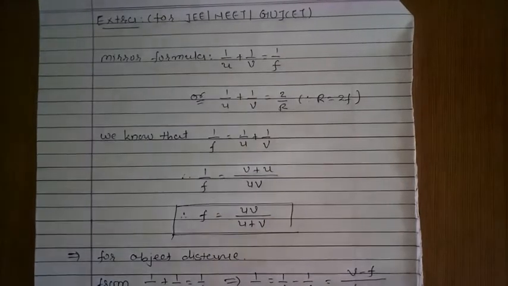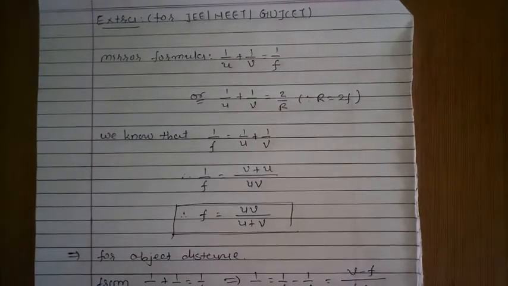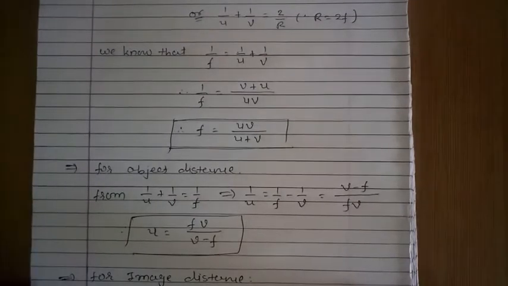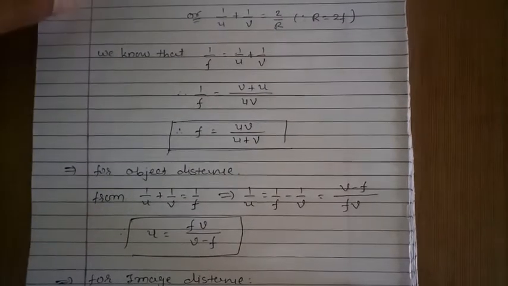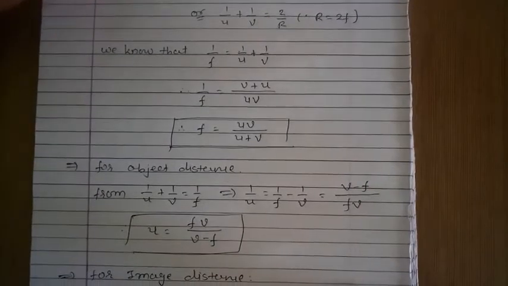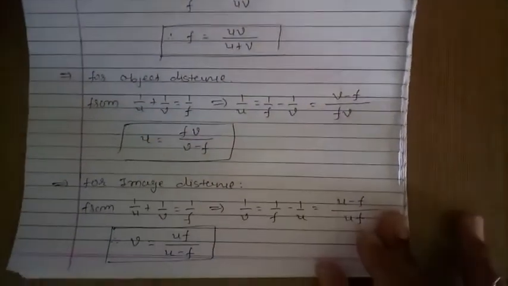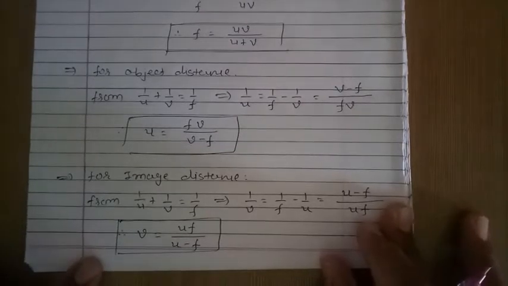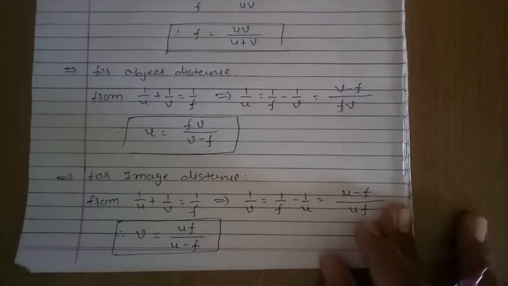Or if you want to find the object distance, you have to remember this formula: u is equal to fv upon v minus f. And if you have to find the image distance, the image distance v is equal to uf upon u minus f. These formulas are very useful for your examinations. Okay.